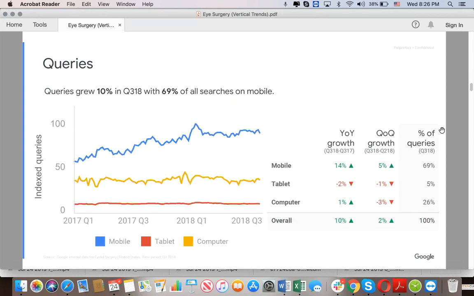So let's move forward to the queries. The queries on eye surgery grew by 10% in the third quarter of 2018, with 69% of all searches on mobile devices. This is insane. From these graphs, you see, guys, that mobile devices are way ahead of desktop and tablets. So what we recommend to you or any clients in this industry is to start increasing CPC and start putting budget in mobile devices. There's a higher chance to get the patient out there. There's a higher chance to get a qualified prospect out there.